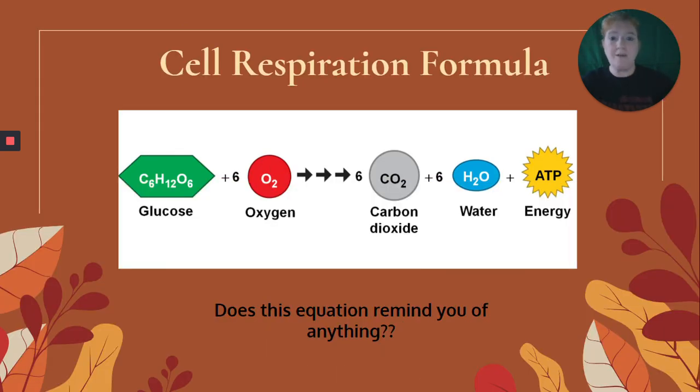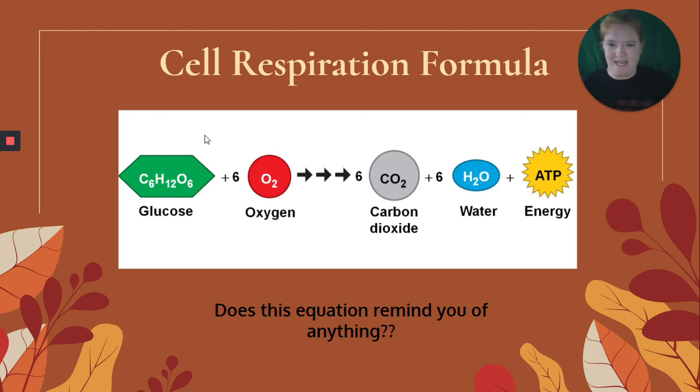So here's our cell respiration formula. We have glucose, we have oxygen, we have carbon dioxide, we have water, and we have energy. Not sunlight, it's ATP. Well, does this equation remind you of anything? It should. It's the photosynthesis equation flipped. Okay, so same ingredients. It's just the order is flipped.